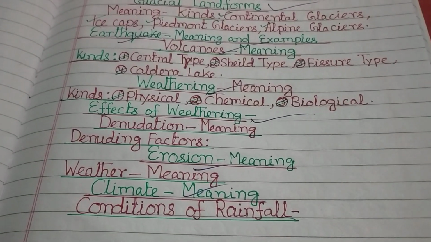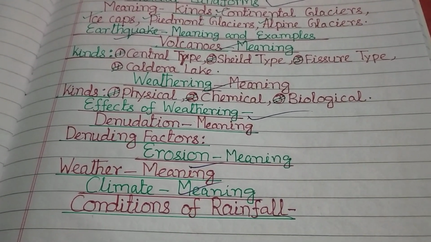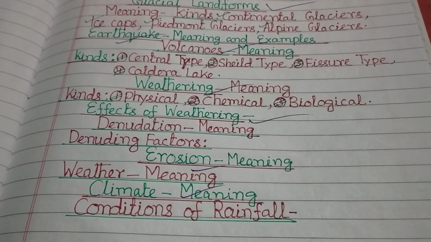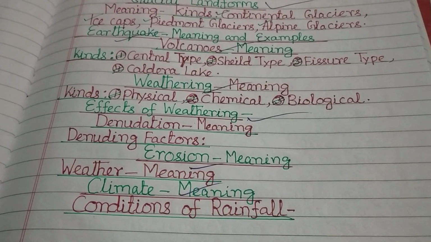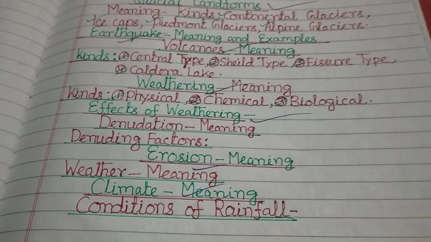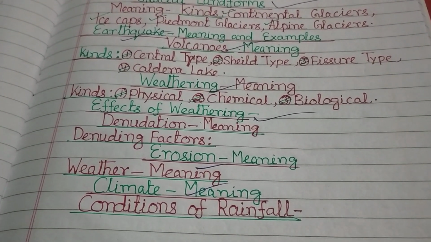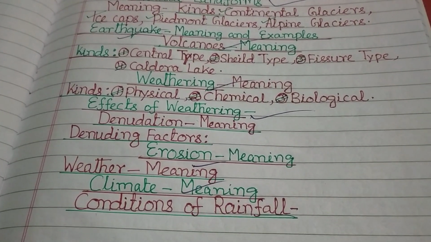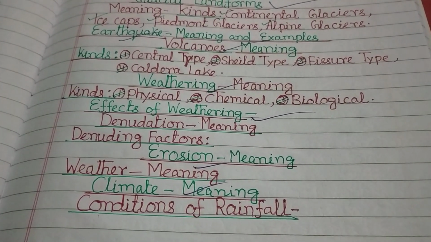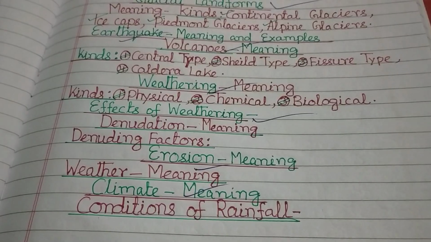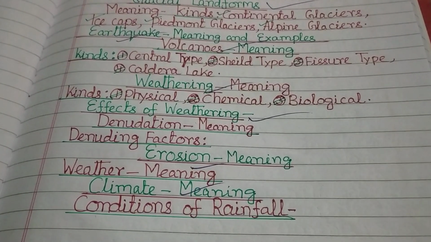And these types of volcanoes are found in Fujiyama in Japan and Mount Vesuvius in Italy. The magma in such volcanoes is acidic and silicate.